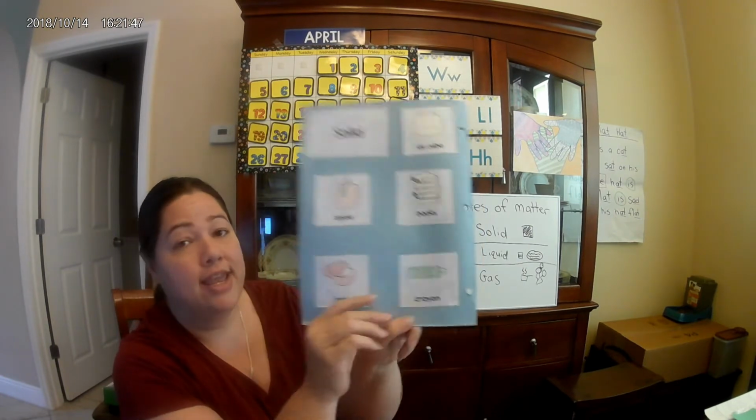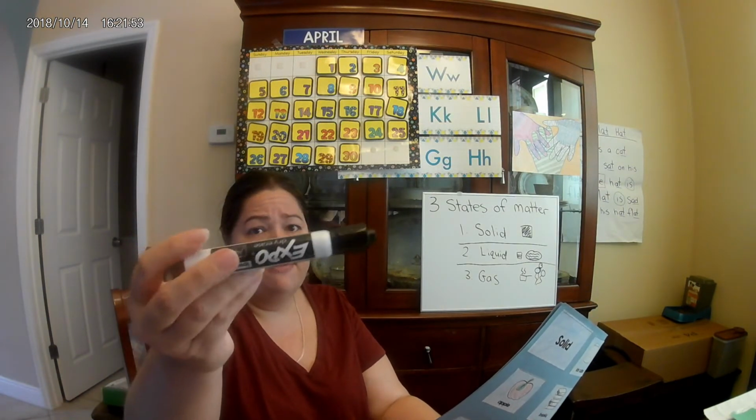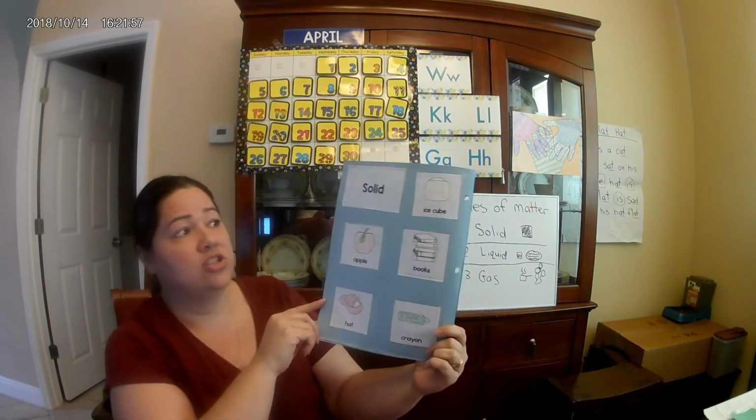What about a crayon? A crayon or a marker, okay? They're solid. They have a definite shape. They can't change shapes, okay? All right, so those are solids.